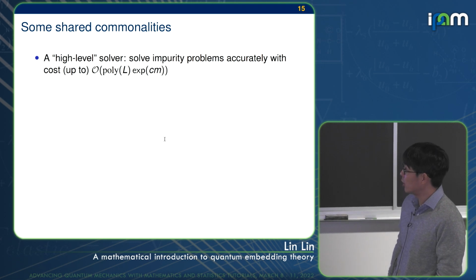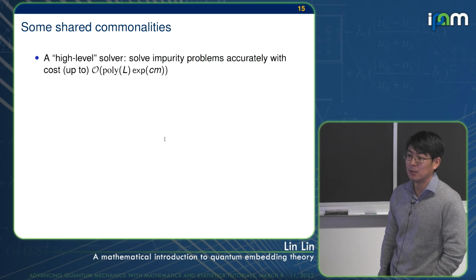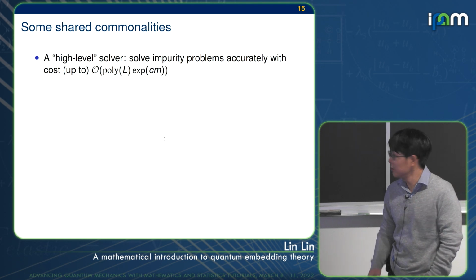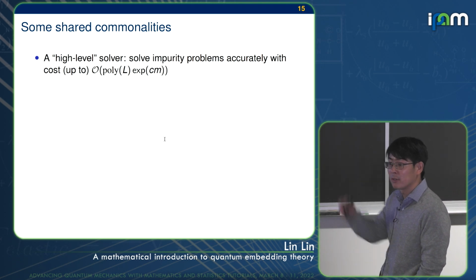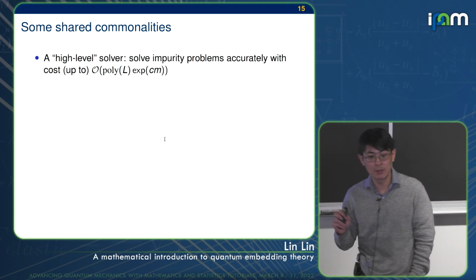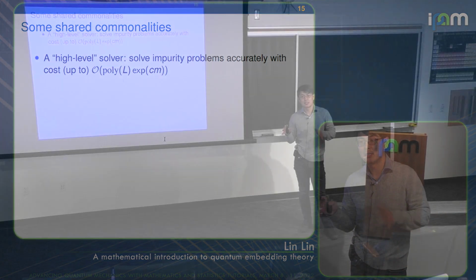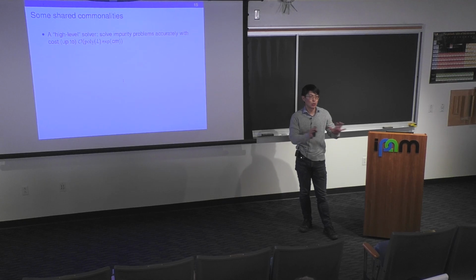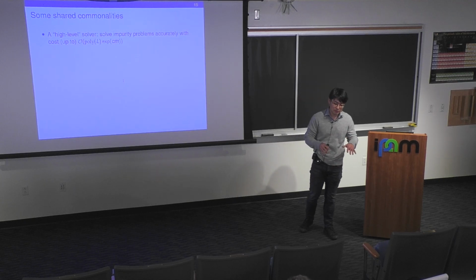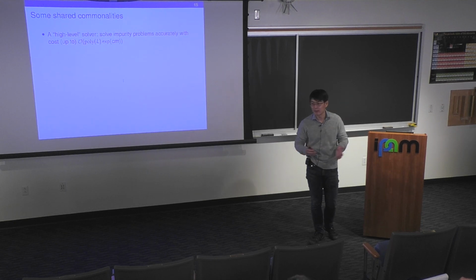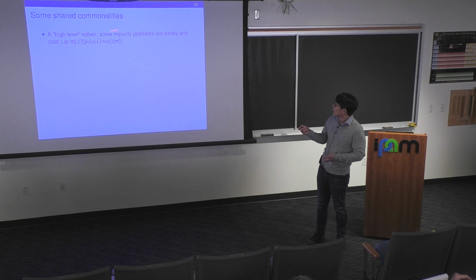There are some shared commonalities among these quantum embedding theories. They all involve a so-called high-level solver. You hear this ubiquitously in quantum embedding theory. High level just means that it is somewhat close to the solution of the full CI. That's just the definition of high level. You can solve those impurity problems accurately with a cost up to this.